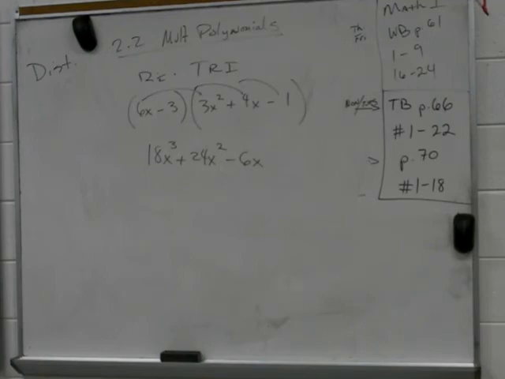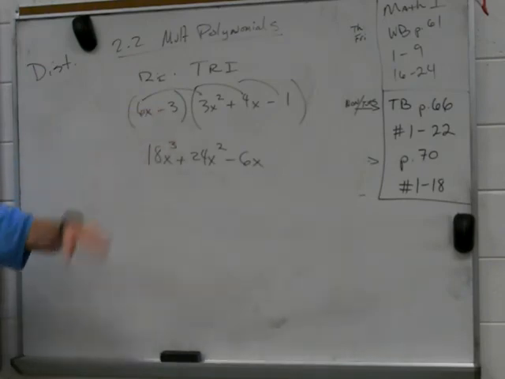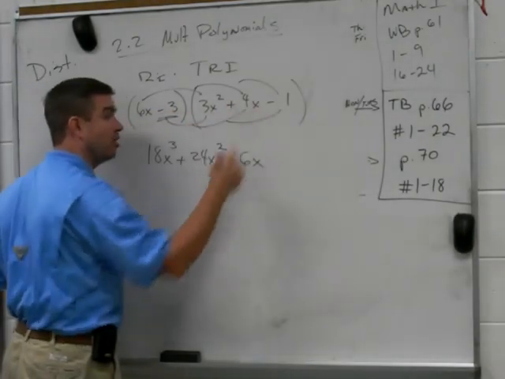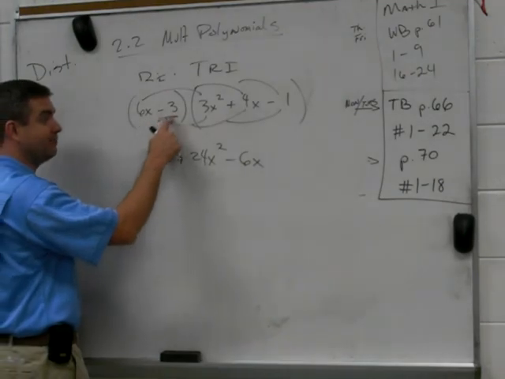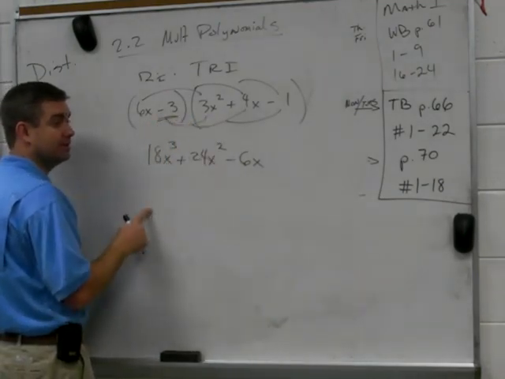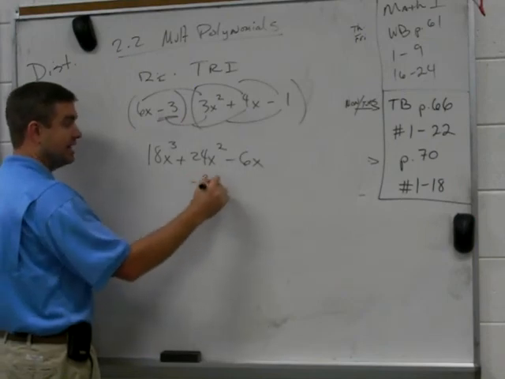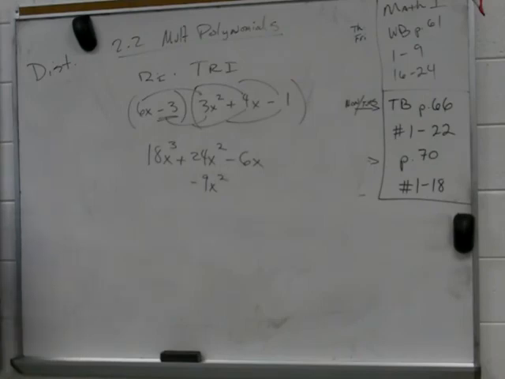Distribute what? Negative 3. How important is it for that negative to go with the 3 all 3 places? Very important. Negative 3 right here goes there, there, and there. All 3 places. Okay? So what is negative 3 times 3x squared going to be? Negative 9x squared. Where does it go? Underneath the 1. That's right. Negative 9x squared goes right there. See how I stack it, one on top of the other? Get all my like terms together. That makes that last step a lot easier.